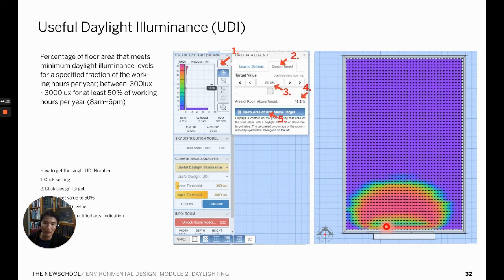And as you notice, the only difference from spatial daylight autonomy is that it blocks out some portion of the overly lit perimeter zone from the useful daylit zone. Therefore, this number, which describes the percentage of area which is over 50% of working hours with the illuminance level between 300 and 3000 lux, is slightly reduced compared to the spatial daylight autonomy value.